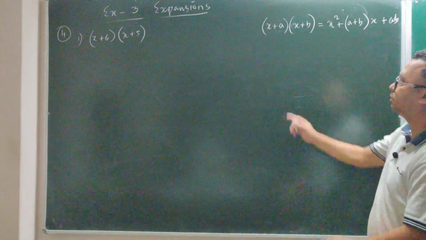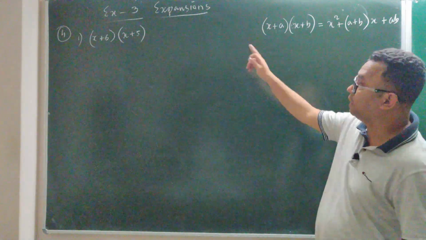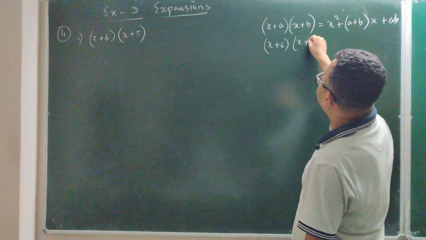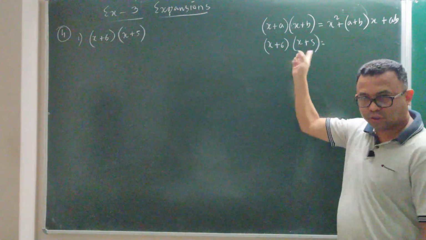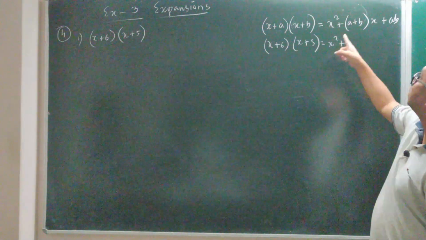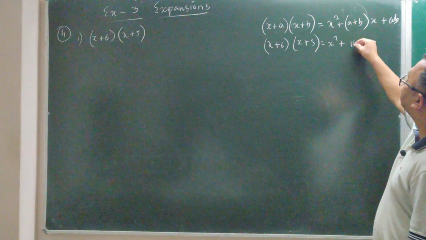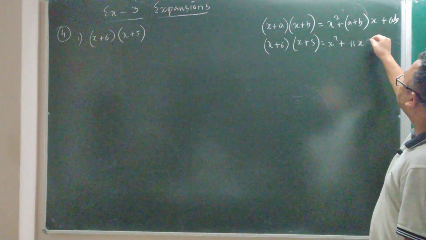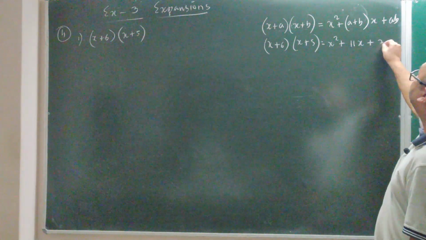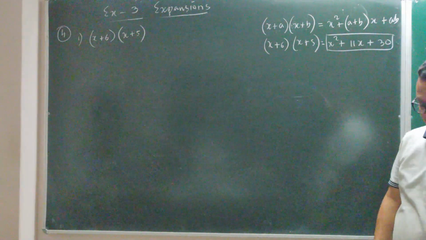So what is the answer for this? If I want to use a direct formula, I am going to use this one, x plus 6 into x plus 5. Since our first term is x, it will be x square plus, now the second one is a plus b, our a and b are 5 and 6, so 6 plus 5 is 11x, and plus ab, multiplication of 6 into 5, which is 30. So this is our answer. See, in one line only I got the answer.